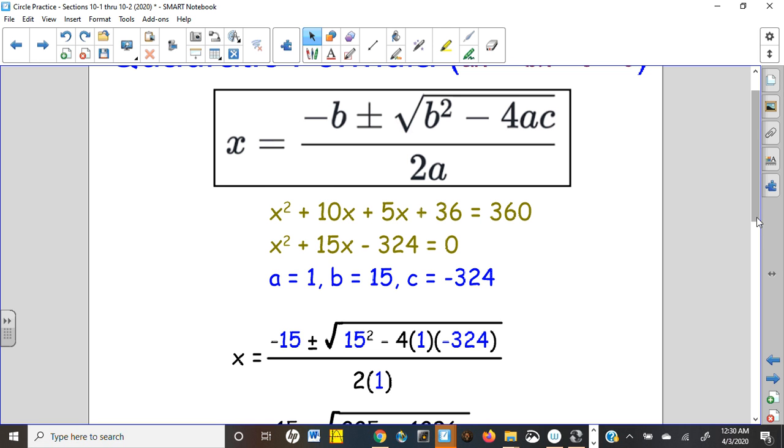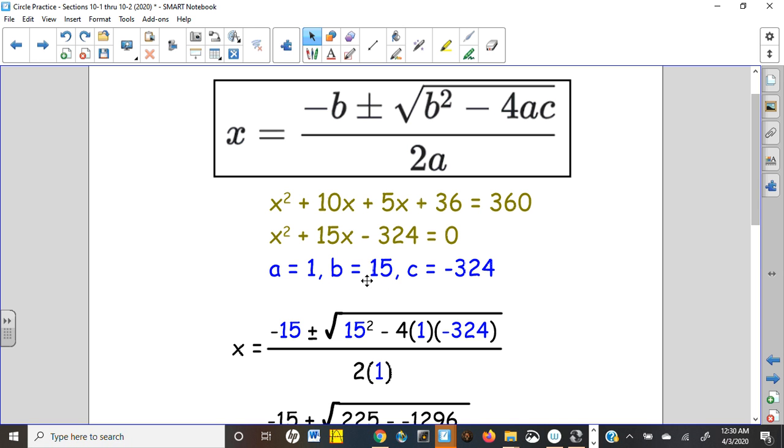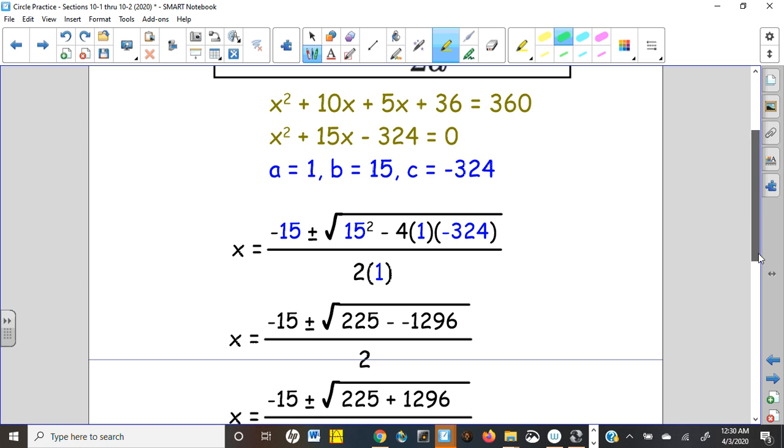B is 15. Sometimes B is negative, and I see some people that think this negative covers the negative, and it doesn't. If B is negative, you get a negative something, and it'll actually cancel out and turn positive. But in this case, B is positive, so we get negative 15 plus or minus the square root of b squared, which is 15 squared, minus 4 times a, which is 1, times c, which is negative 324. 4 times 1 times negative 324 is negative 1296. And so this is where we're going to get a double negative, which makes a positive, right?